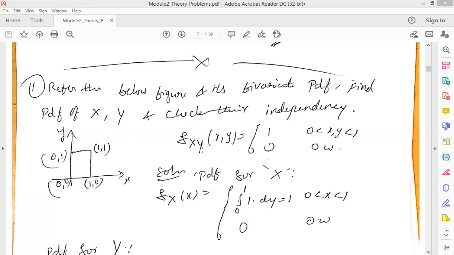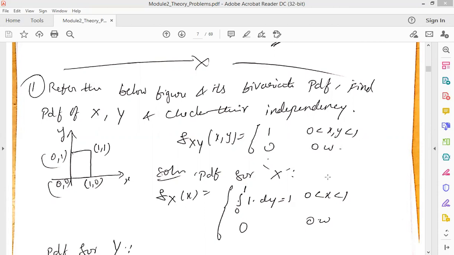The PDF can be defined as f_XY of x comma y is equal to 1 for x and y lying between 0 to 1, and it takes the value 0 for other values of x and y. So given this bivariate PDF, we are asked to calculate separate PDFs for x and y. It means that we are asked to calculate the marginal PDF values for x and y.